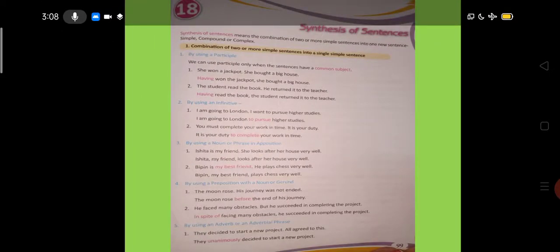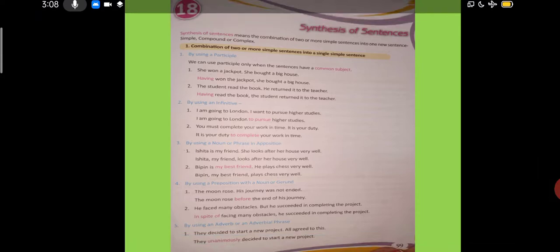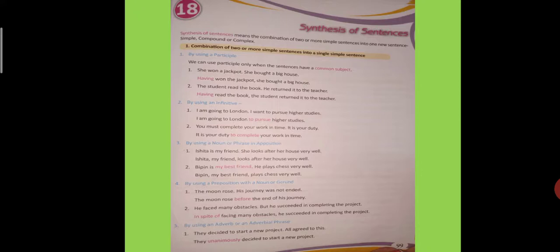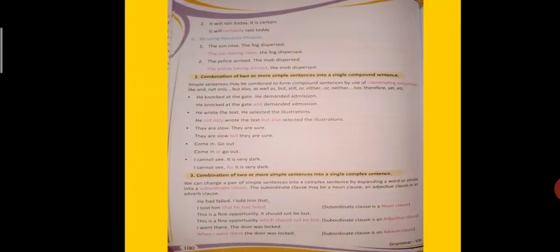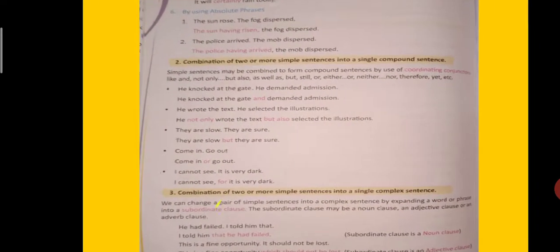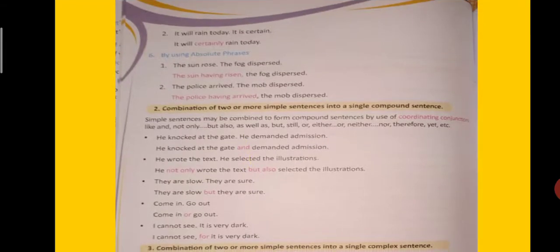So these were the points that you have to remember. By using a participle, the first one; by using an infinitive; by using a noun or phrase in apposition; then by using a preposition with a noun or gerund; and then by using an adverb or an adverbial phrase. One more point is there, by using an absolute phrase.